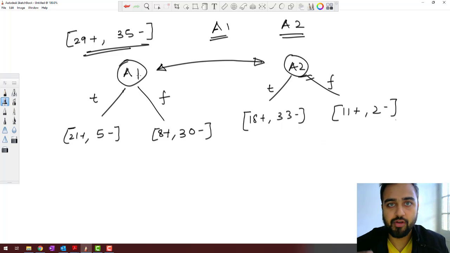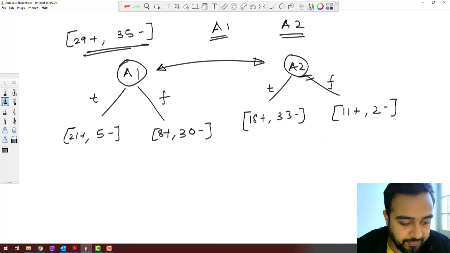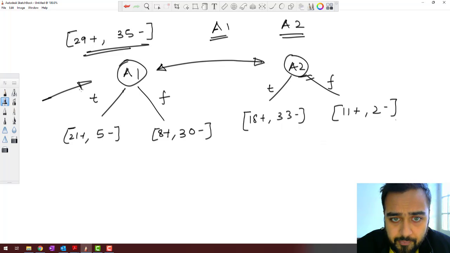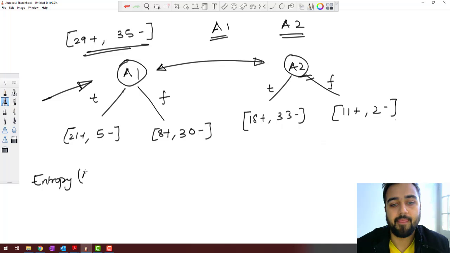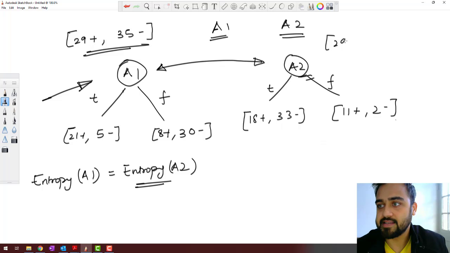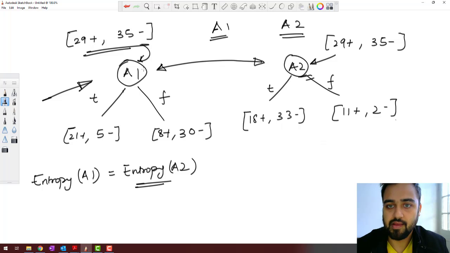In order to find the right attribute, you need to find the gain. Let's start with A1 and find the entropy. The entropy of the initial set would be the same for A1 and A2, because the initial data set remains the same before splitting on either attribute. It would be 29 positive and 35 negative samples for A1 and similarly for A2.